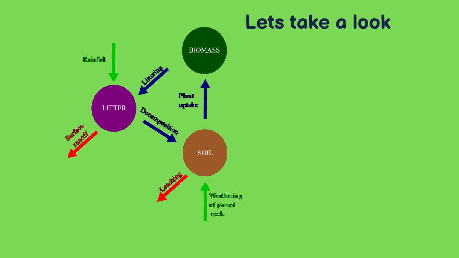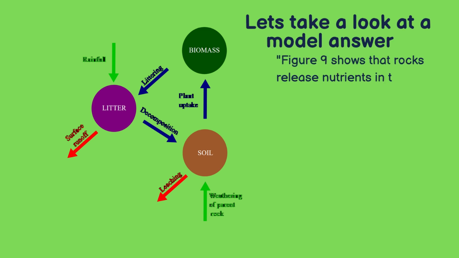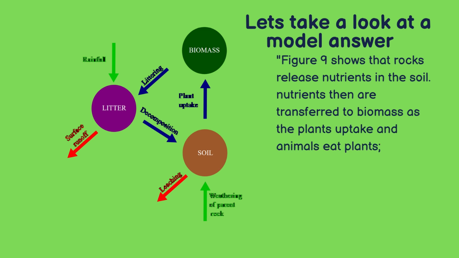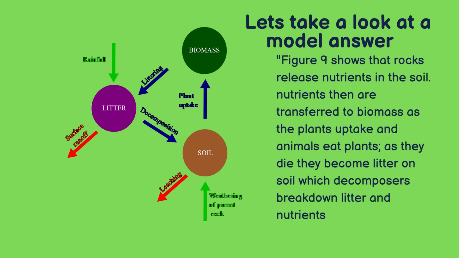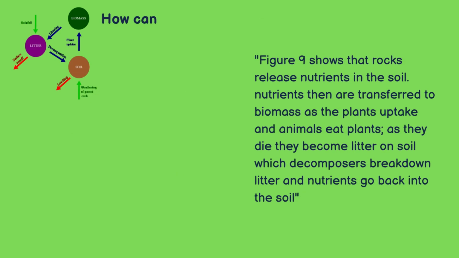So let's take a look at a model answer. Figure 9 shows that the rocks release nutrients into the soil. Nutrients are then transferred to biomass as the plants uptake and animals eat the plants. As they die, they become litter on soil, which decomposes and breaks down litter, and nutrients go back into the soil.